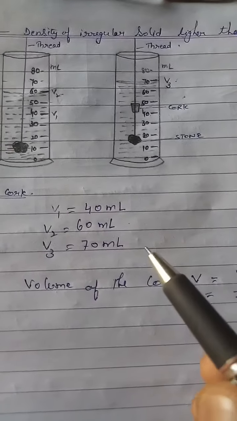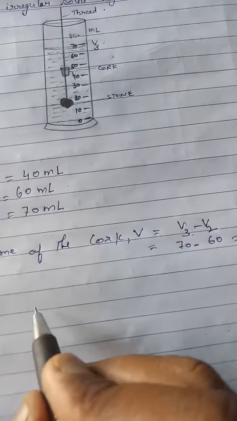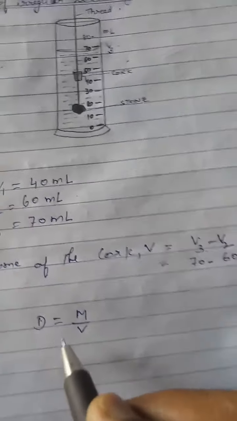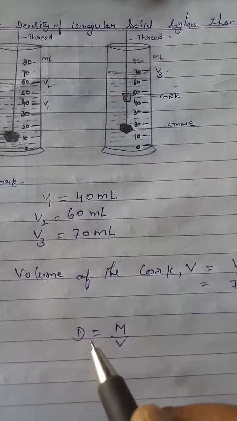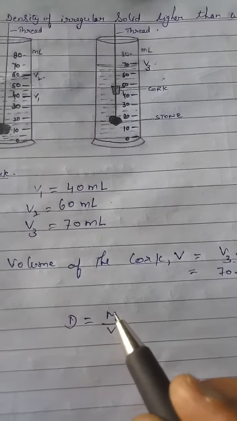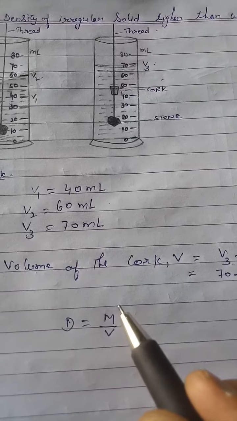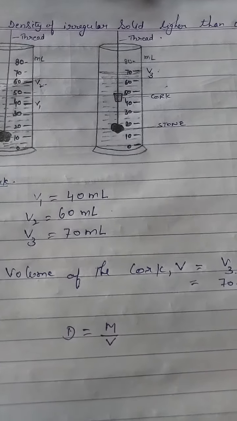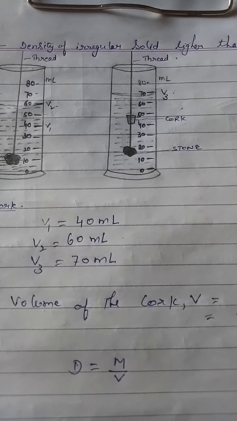Again with the help of the beam balance we can measure the mass of the cork, and simply use the formula mass per unit volume. Then we can find the density of such an irregular solid which is lighter than water. So with these activities we can determine the density of irregular solid bodies which may be lighter than water or heavier than water.